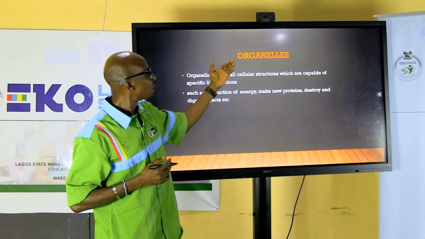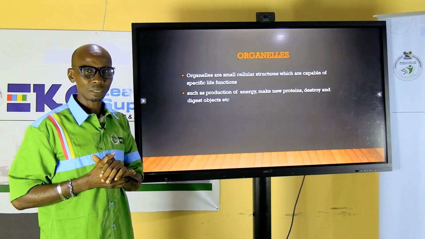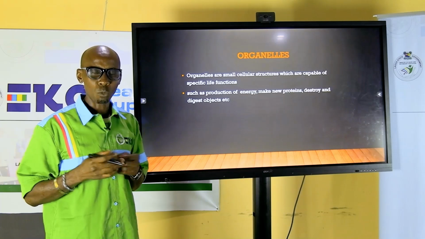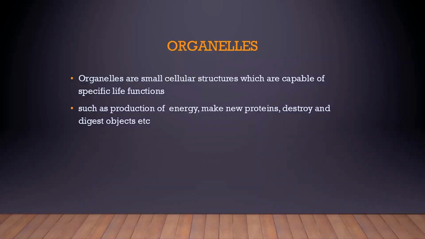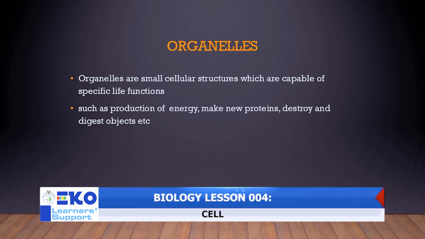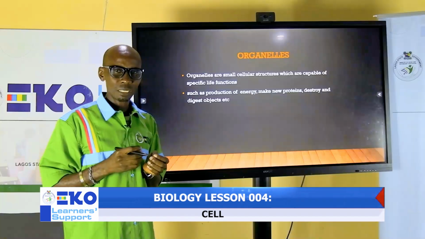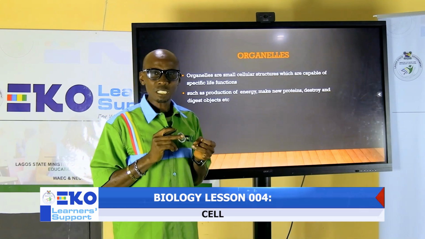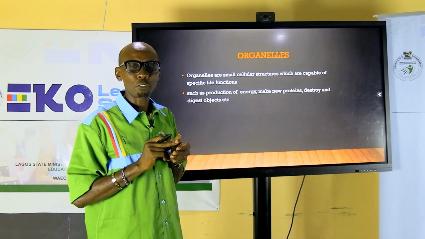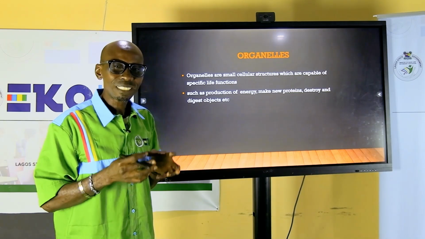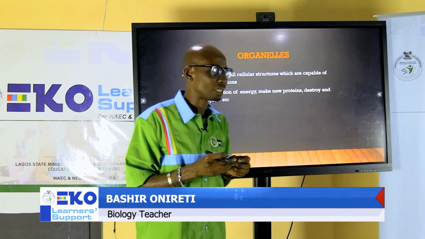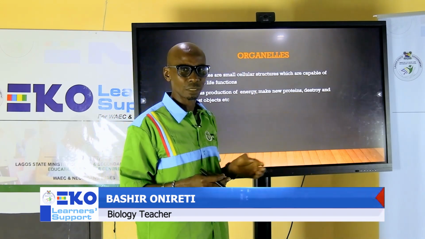Now I'll move on to the permanent structure in the cell. The permanent structures in the cell are called organelles. And what are organelles? Organelles are small cellular structures that perform simple life activities in the cell. They perform the function of growth, respiration, digestion, and excretion. All these simple structures that perform simple life activities are what we call organelles.